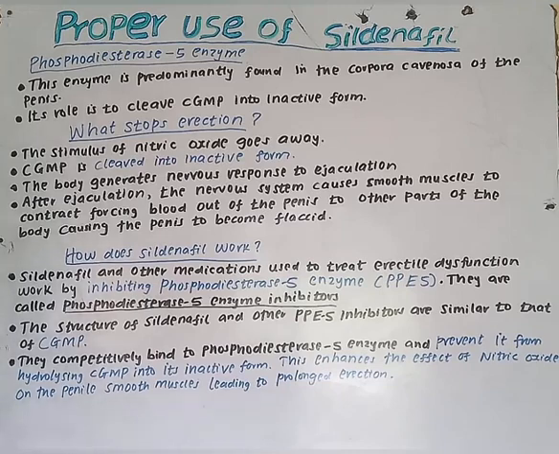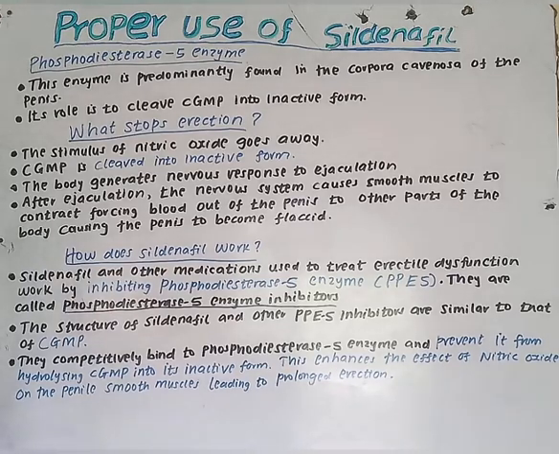So what stops erection? The stimulus of nitric oxide goes away, cyclic GMP is cleaved into inactive form, the body generates a nervous response to ejaculation. After ejaculation, the nervous system causes smooth muscles to contract, forcing blood out of the penis to other parts of the body, causing the penis to become flaccid.